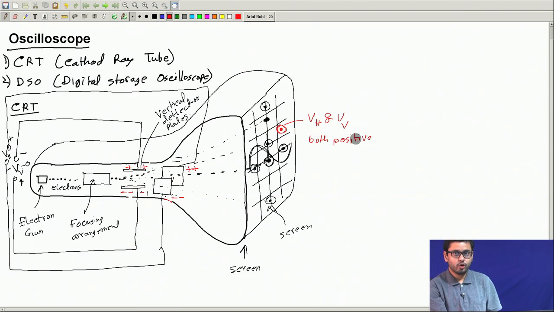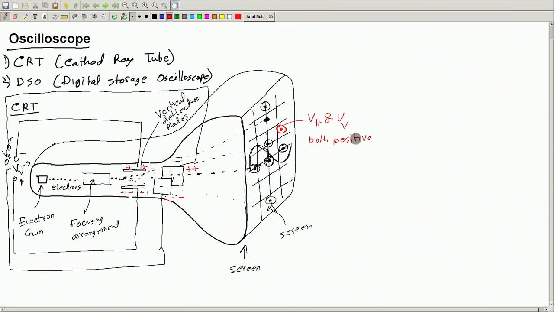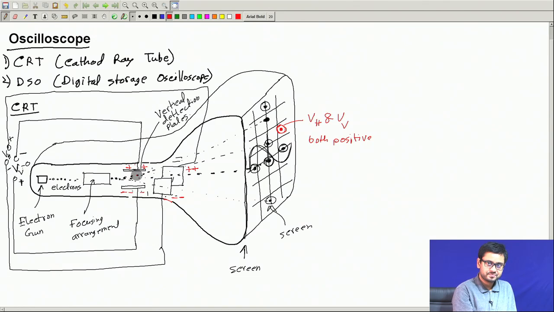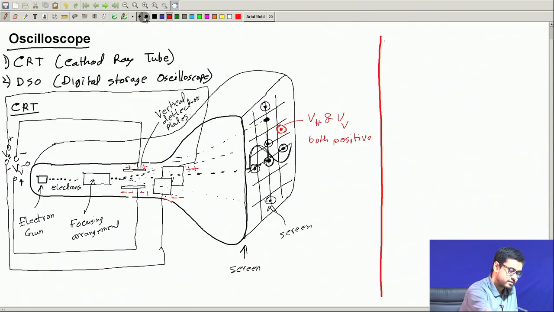Now, let us think about what will happen if I apply continuously changing voltage to these plates. Suppose V_V is equal to 0 and V_H is a function of time and it is changing with time. Let me tell you how it is changing. It is changing in this way.